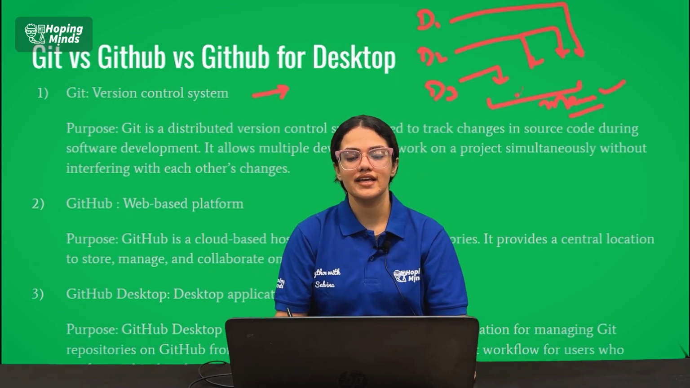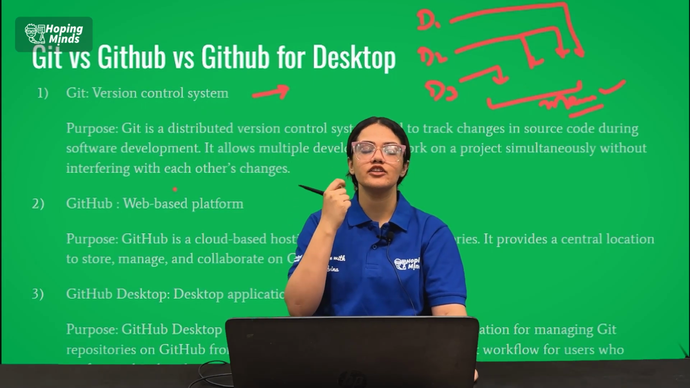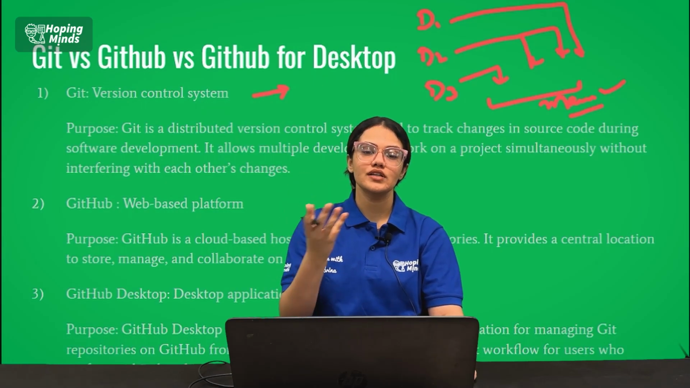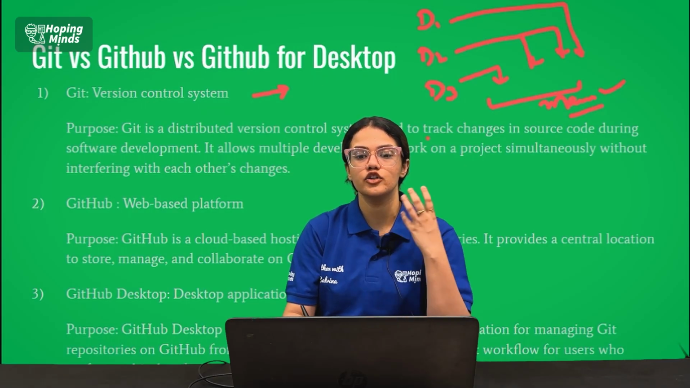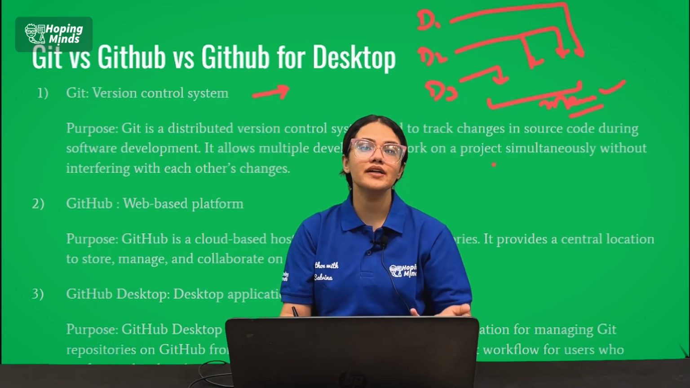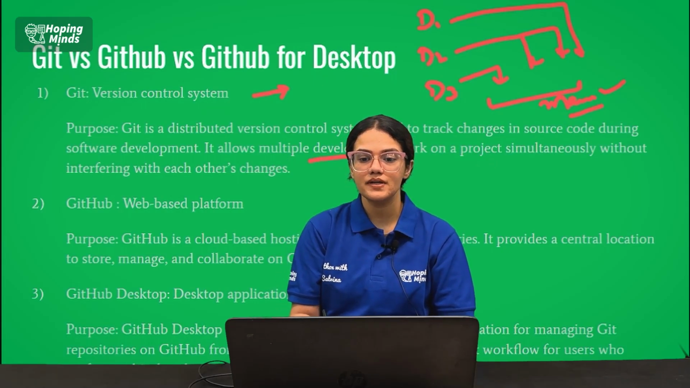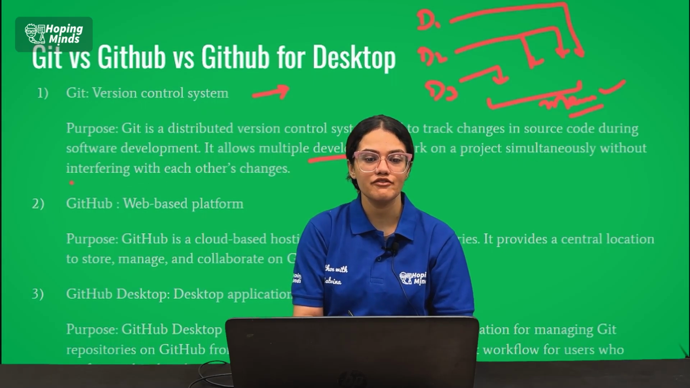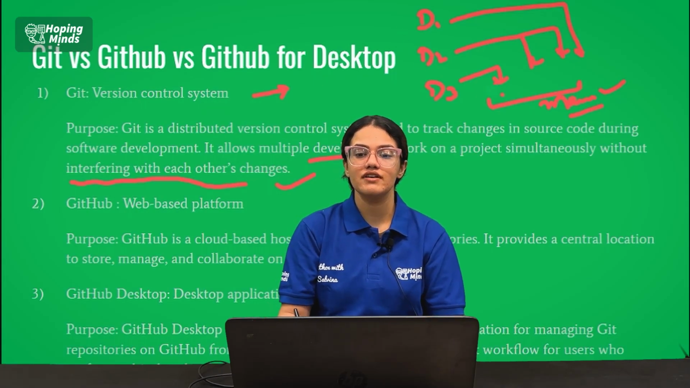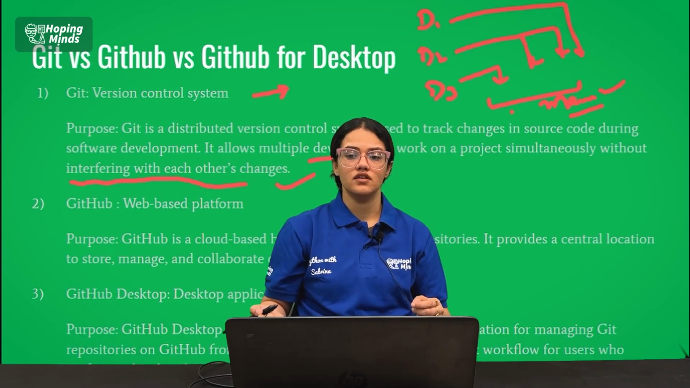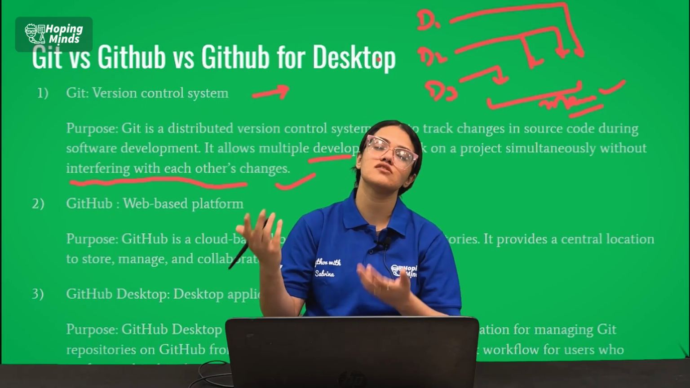So what will really happen is that if you have shared your project on a common platform and you are using Git, you can do multiple changes or simultaneous changes on that particular project. This is what has been written over here. It allows multiple developers to work on the project simultaneously without interfering with each other's changes. So whatever changes D1 is making to the base of the project, it will not interfere with the changes made by D2 because the features are different.